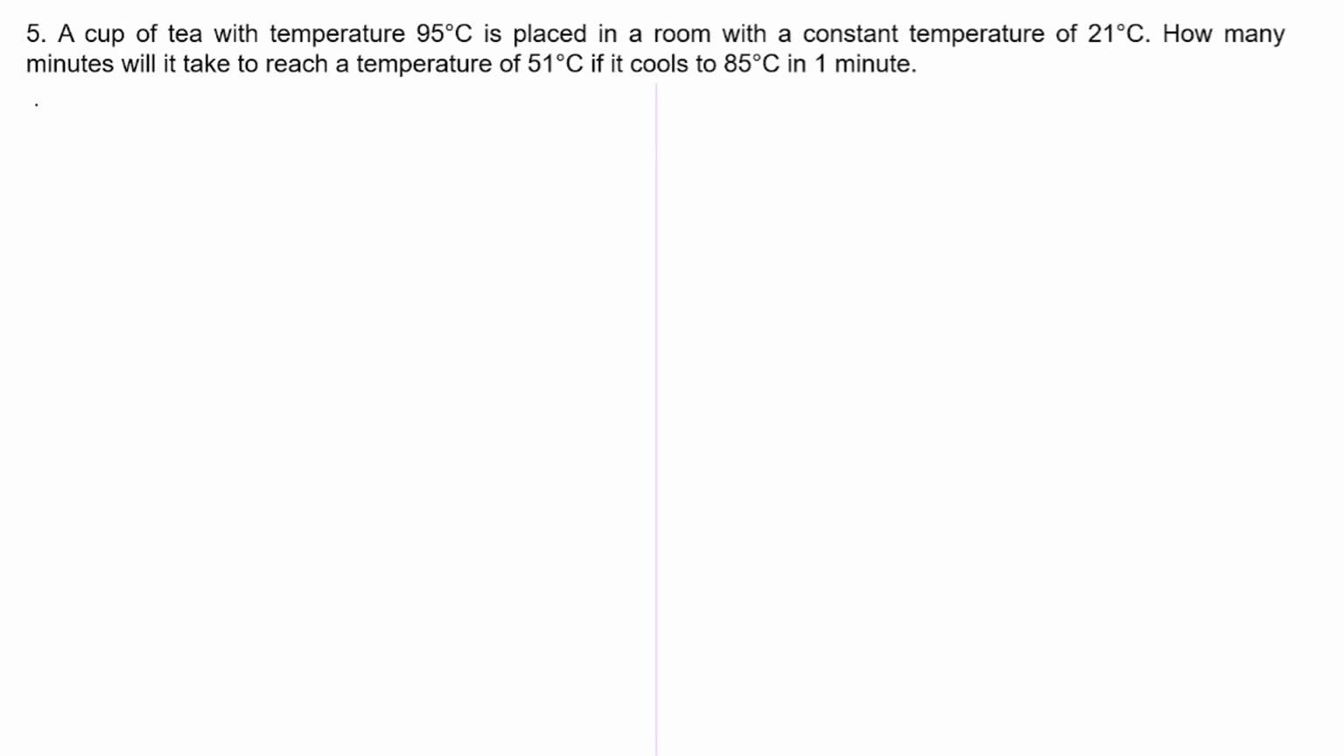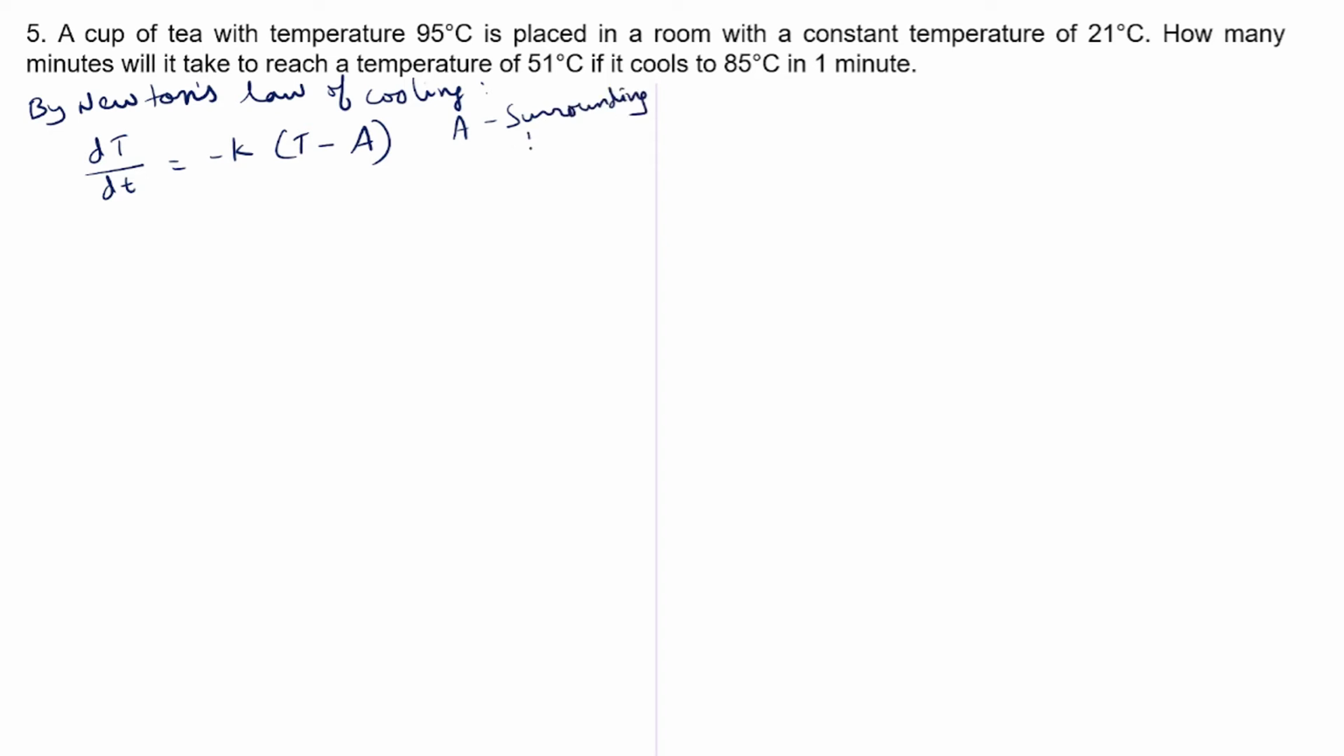So now, using Newton's law of cooling, we have dT upon dt, the rate at which the temperature decreases. It is given by minus k into the body temperature minus the surrounding temperature, where A is the surrounding temperature and T is the temperature of the body.